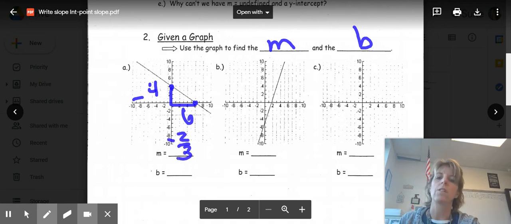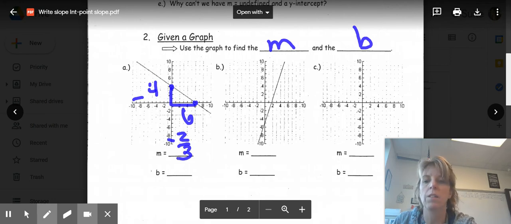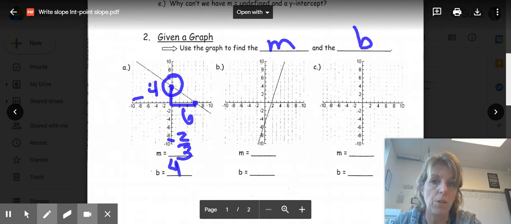That's negative 2/3. And in my y-intercept, where does the line cross the y-intercept? It crosses it at 4. So if I have my slope and I have my y-intercept, could I write a slope-intercept equation? I could, right? I could do what I did in the first part of this lesson and plug in the slope for the coefficient and the y-intercept for the constant.